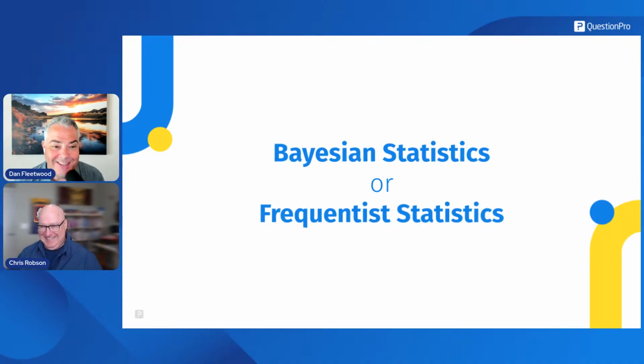So we have another one here: Bayesian statistics versus frequentist statistics. Some people might not be familiar with either of these, Chris. So Bayesian starts with a prior belief and updates it with data, from what I understand. And frequentist relies purely on the data at hand without prior assumptions. Is that a fair definition of both of those?